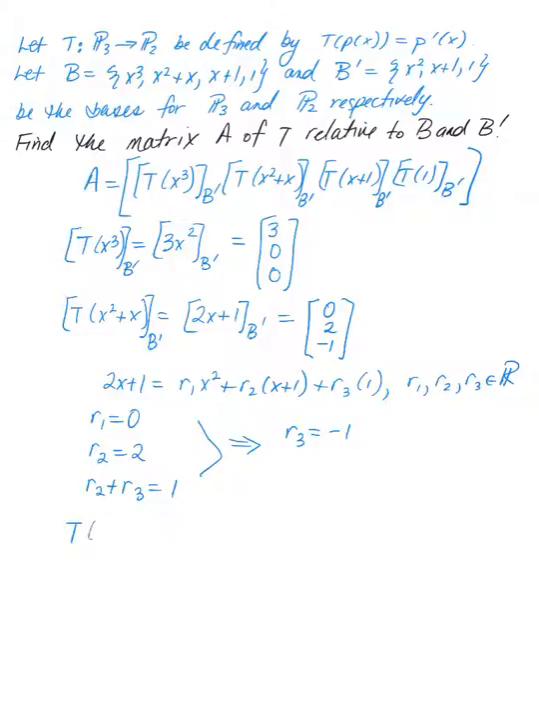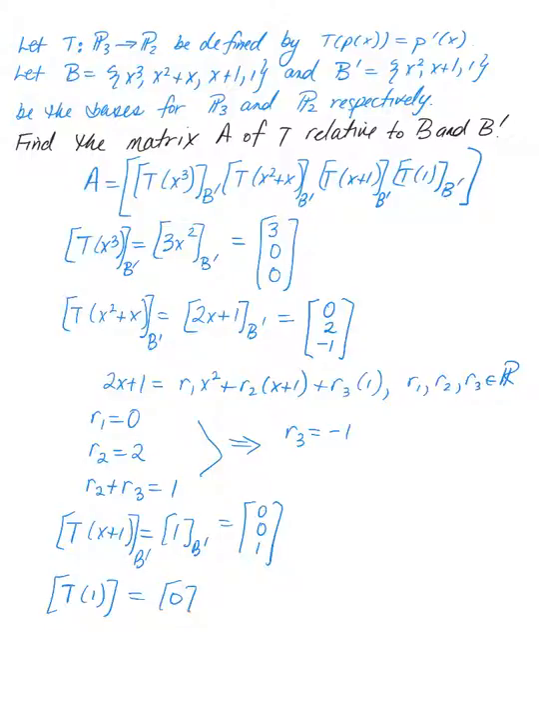So T of x plus 1 is the derivative of x plus 1, which is just 1. So in terms of the basis B prime, that is just equal to 0, 0, 1. There's no x squared term, no x term, and the constant is 1. And then we have T of 1 is equal to 0. So in terms of the basis B prime, that's just equal to 0, 0, 0.